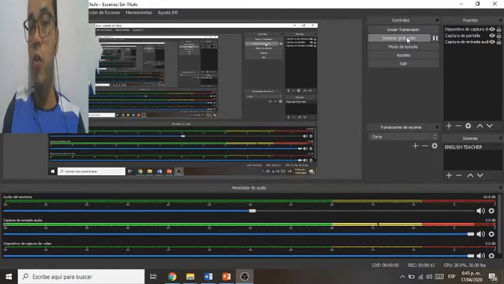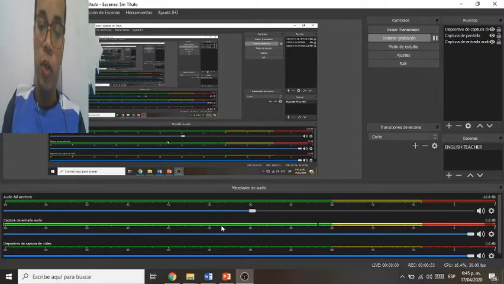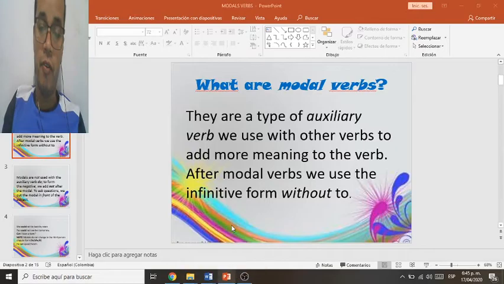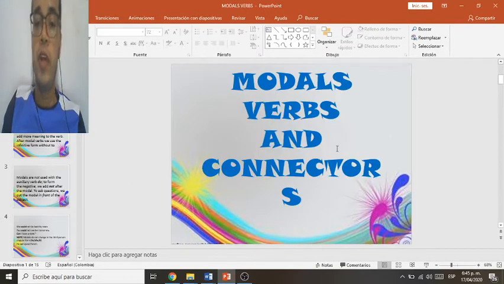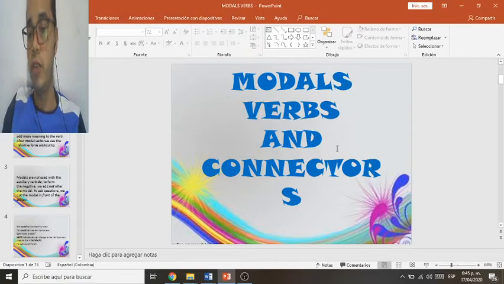In the previous video, we were working on the conditionals, conditional 0 and conditional 1. Those two conditionals help us identify if a situation is real or completely right, or if it's imaginary, depending on the conditional. Well, today we're going to focus on something very important regarding this. We're going to be working on the modal verbs, and also we're going to review the connectors, like a review for the final.